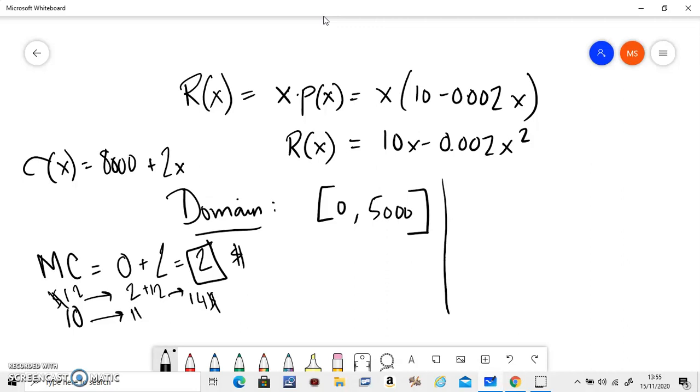Okay, similarly, if I tell you to find the marginal revenue function, all you have to do is differentiate this. So that is 10 minus 0.004x. Right? Because you use the power rule here, you multiply this with 2 and you get the answer.